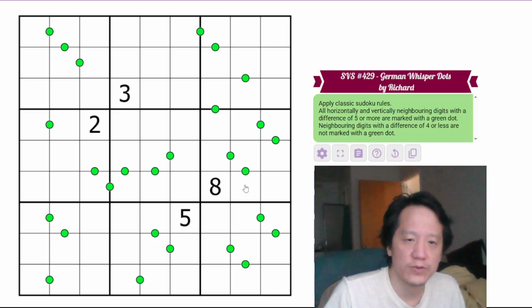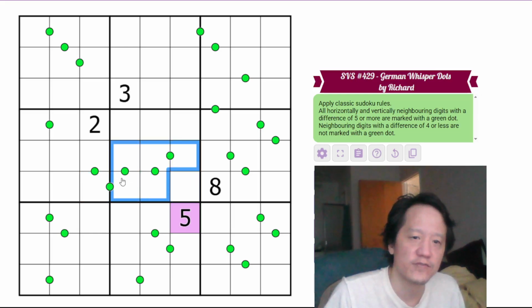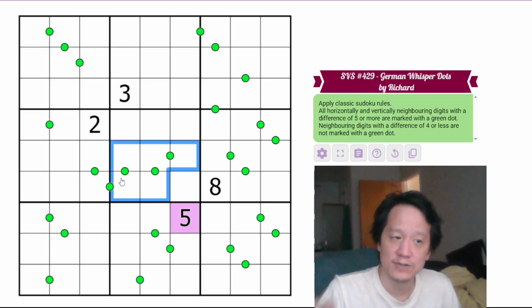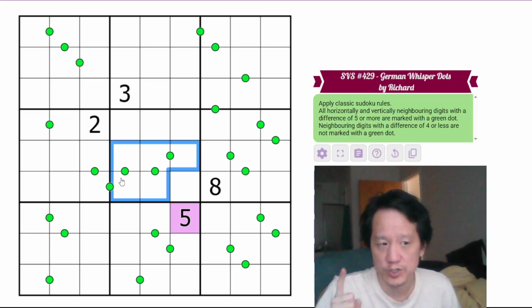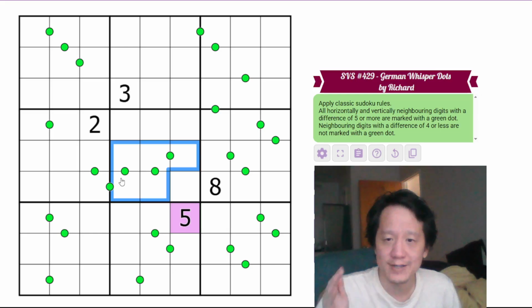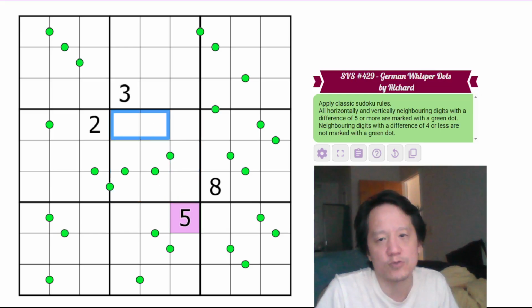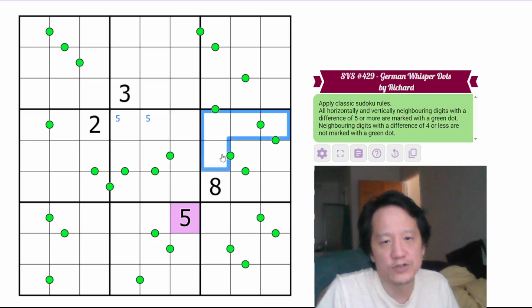Let's go. Okay, so 5 cannot be next to any of these German whisper dots, because if you have a 5 next to a German whisper dot, subtract 5 or more from 5. What do you get? You get 0 or less, which is not a normal Sudoku digit. If you add 5 or more, you get 10 or more, which is not a digit. So none of these can be 5. 5 cannot be here. 5 has to be one of these two digits here. Where's 5 in box 6? Can't be here, can't be next to any of the German whisper dots, so it must be here.